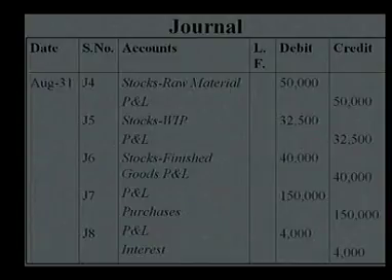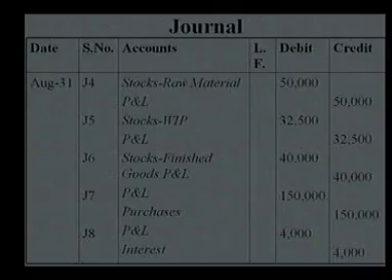So you can see stocks of raw material. This data was given to you that as of 31st August, 50,000 is the stock. It is recorded on the debit side. Now this will be transferred to the profit and loss account. That's why you may notice P&L written over here. Similarly, work in progress also you want to transfer to P&L. So you will find that it is quite a systematic process.